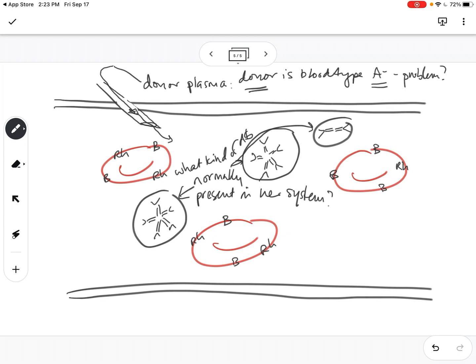Now that we've re-looked at the fact that the plasma is where the antibodies are, what I want you to think about is what type of antibodies would be in an A negative donor's plasma. And then the next step is to think about, okay, if I take that plasma and put it into a B positive patient, what do I expect will happen? Knowing that whatever antibodies are circulating in that A negative person are now going to be entering the bloodstream of our patient who is B positive.